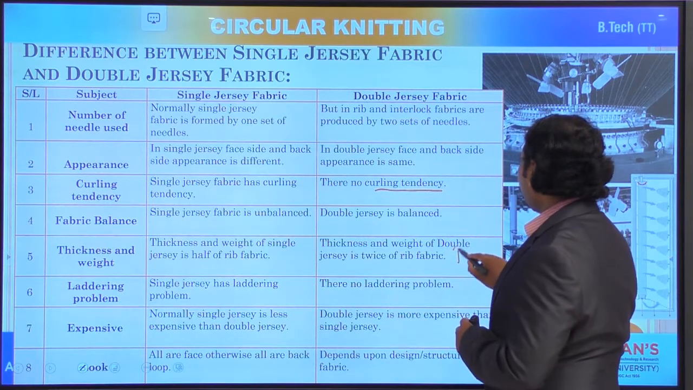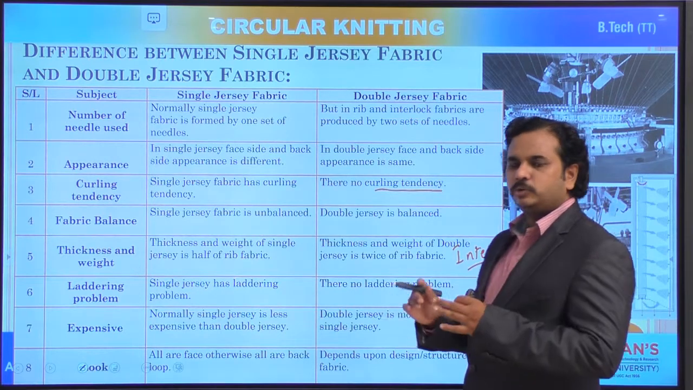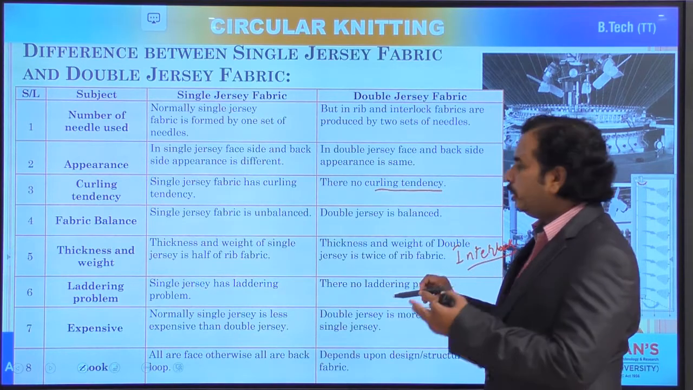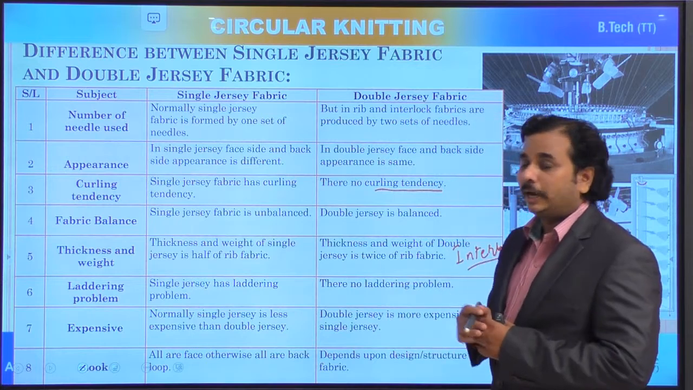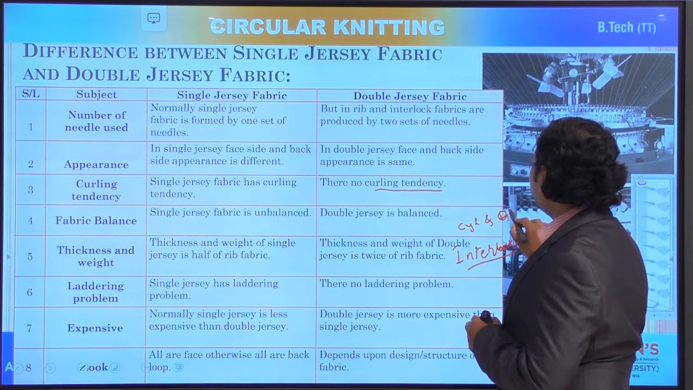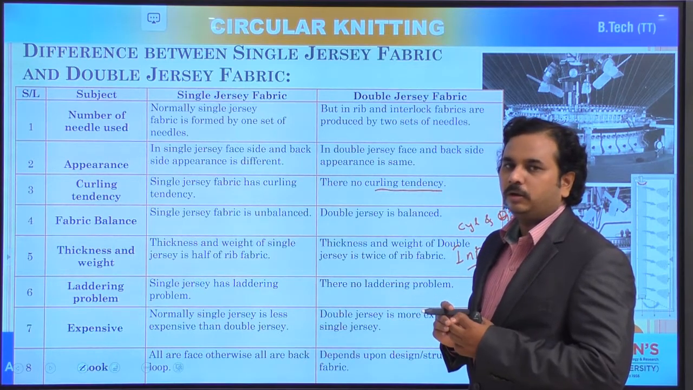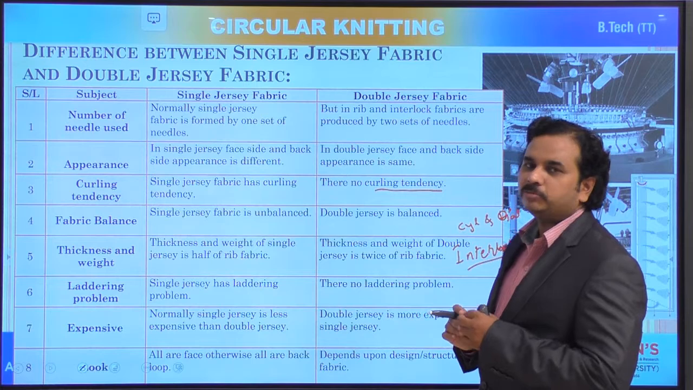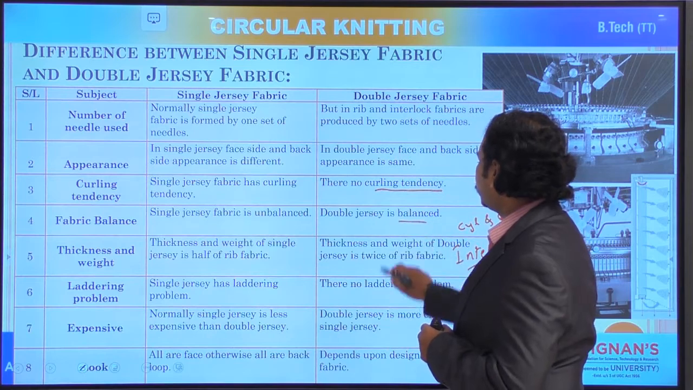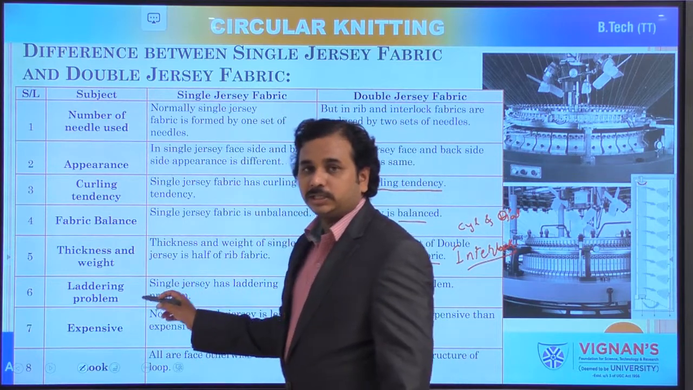If it is interlock, and you have used all the parameters the same, in that case you can say that the interlock will be double that of the single jersey fabric, because the cylinder needles as well as dial needles are going to form the loops. Because of that, the number of loops, that is stitch density, becomes double that of the single jersey fabric. That is why it is a uniform and balanced structure, and the fabric weight and thickness become twice compared to the single jersey fabric structure.